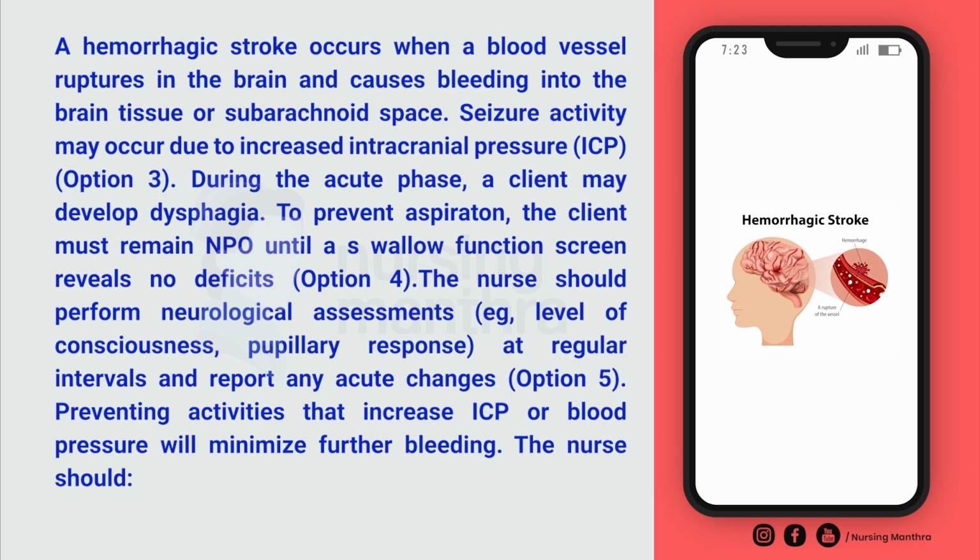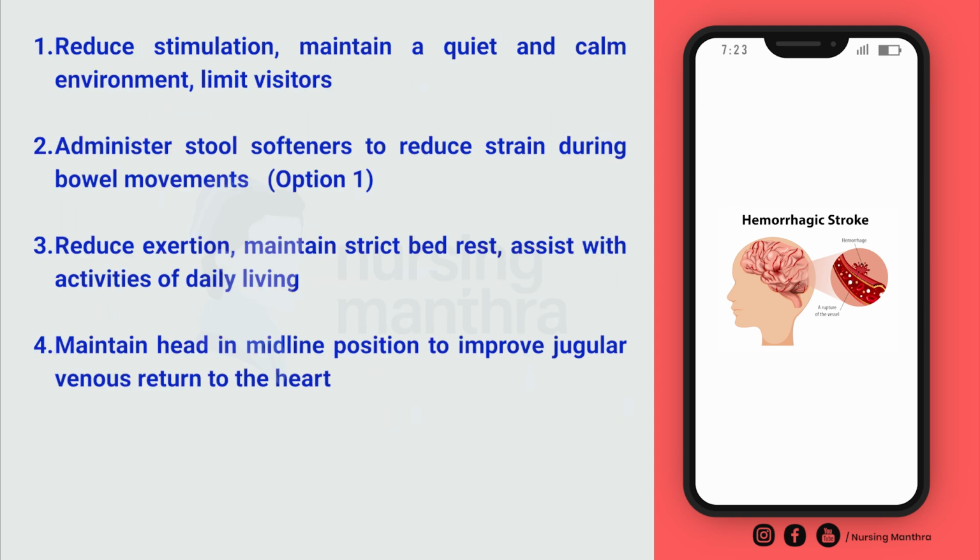Preventing the activities that increase the ICP or blood pressure will minimize further bleeding. To prevent the activities which increase the ICP, we have to reduce stimulation, maintain a quiet and calm environment, and limit visitors. We have to administer stool softeners to reduce strain during bowel movements. Okay, if the client is straining, it will increase the ICP. So we have to administer the stool softeners, that is given in option 1. That's why we have selected that option also.